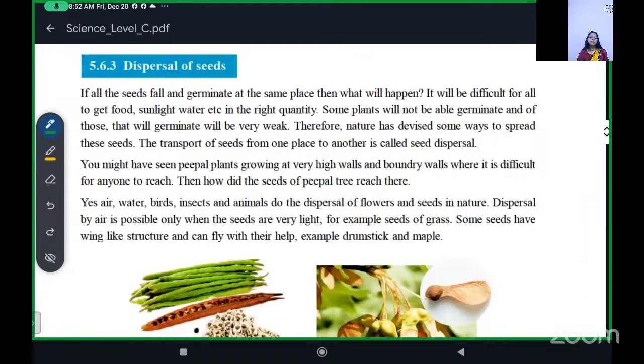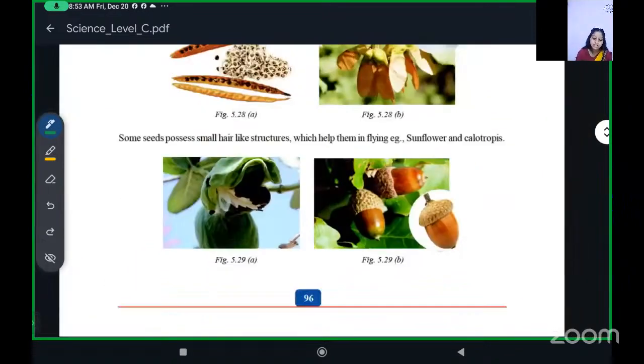Then we have the dispersal of seeds, meaning how the seeds are dispersed. It can happen through the air, through birds, insects, or water. Different ways are there through which seed dispersal takes place.